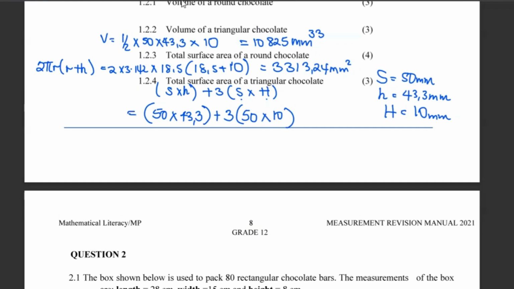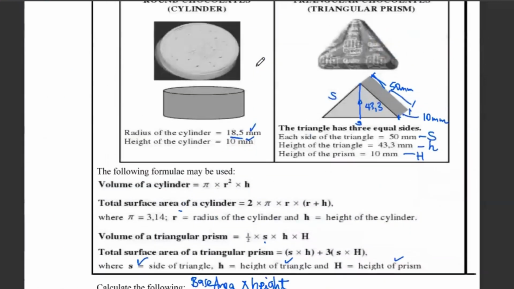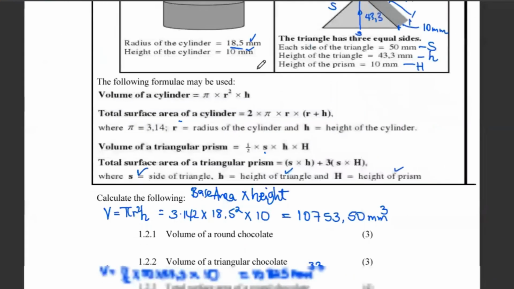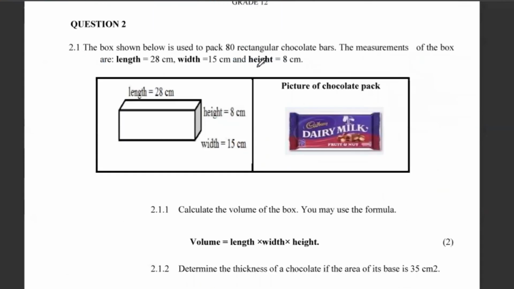So I have the answer as 3,665 millimeters squared. That's how we do it. That is question number 1.2. Let's look at 2.1.